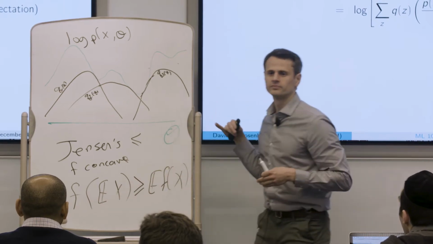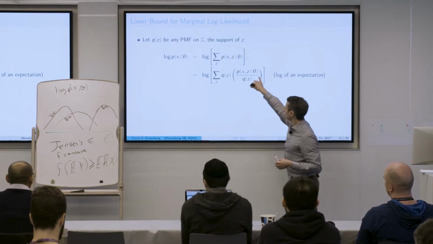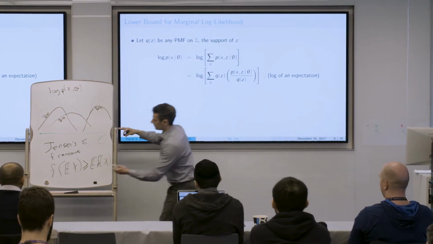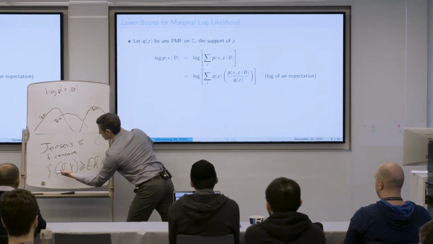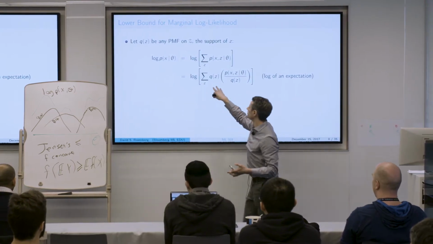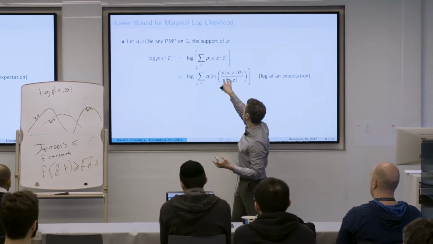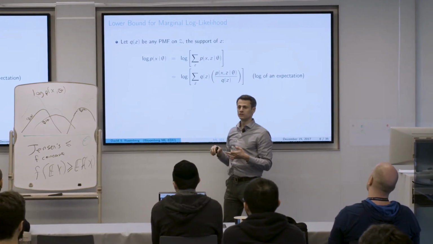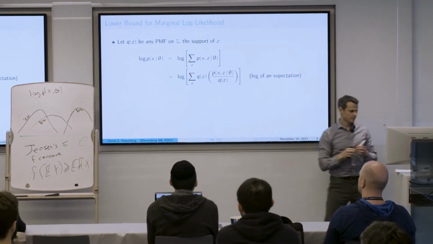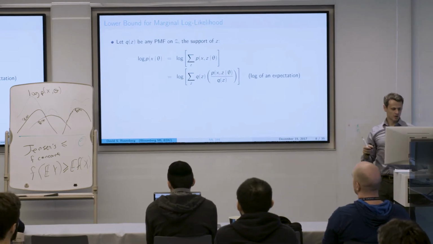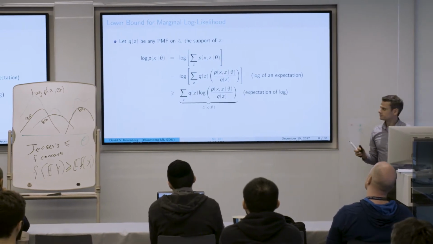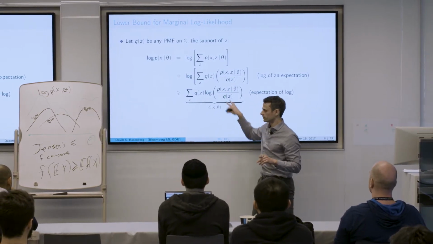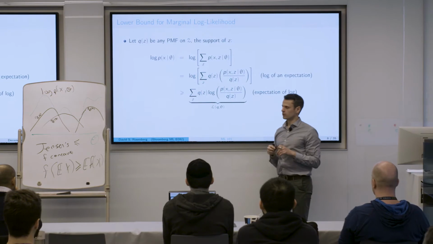So here we have the log, which is concave, of an expectation. So f is like the log. This thing must be greater than or equal to what we get if we switch the log and put it all the way in front of this function. So we get a greater than or equal to. Now this is the expectation of the logarithm of that function. That's our lower bound.